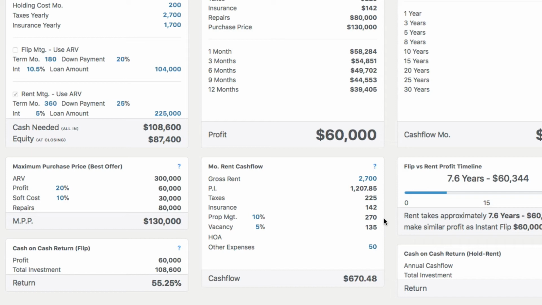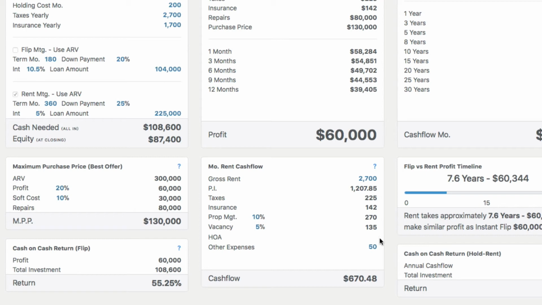Some people don't use them. I always use them. When I was younger, I did it myself and learned those ropes. But with all the properties that I purchase now, I always have a property management company, especially properties out of state. Your vacancy factor, in this case 5%.